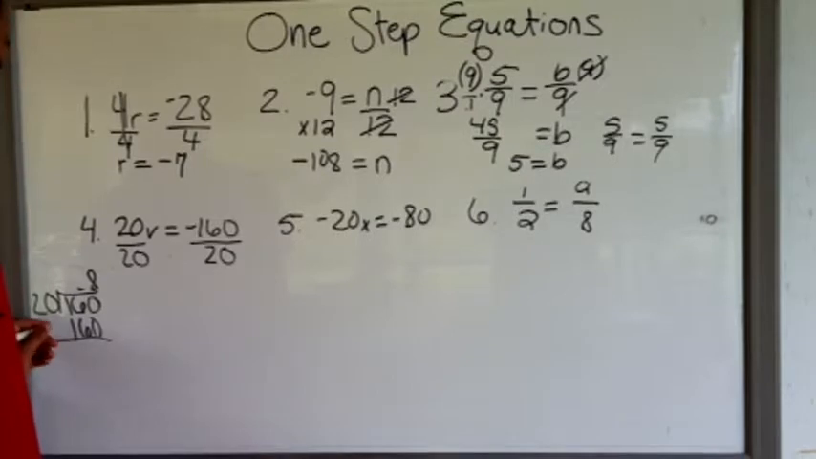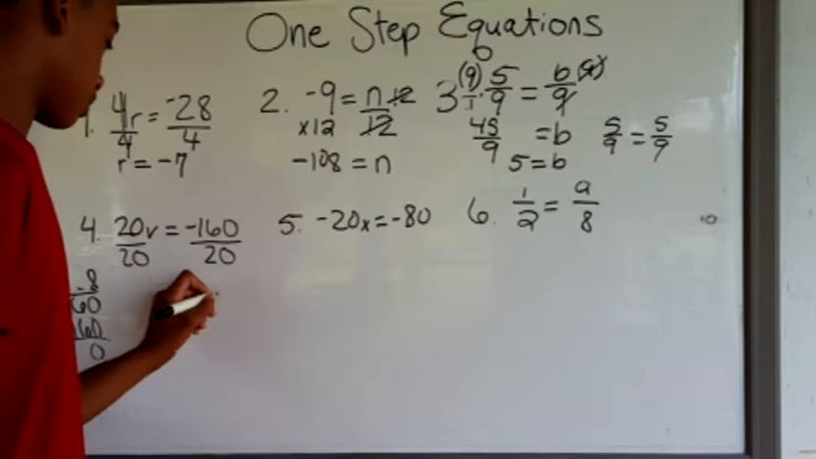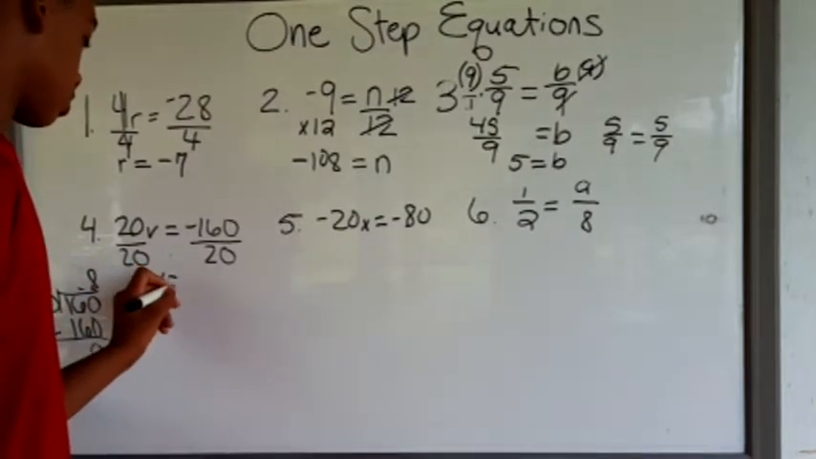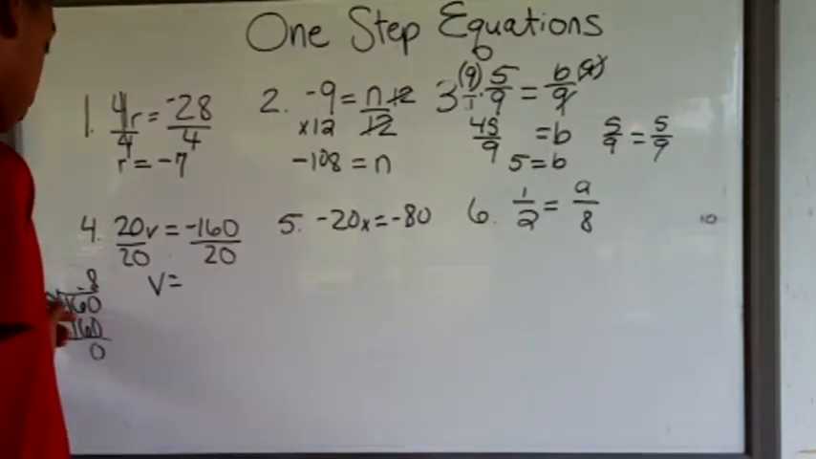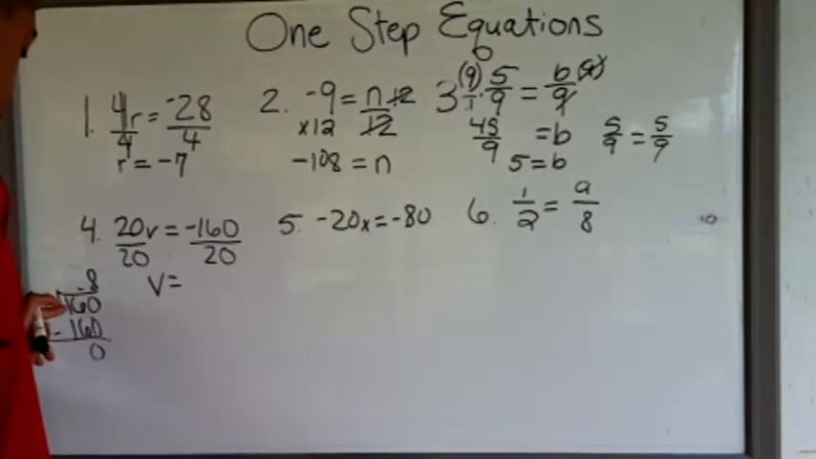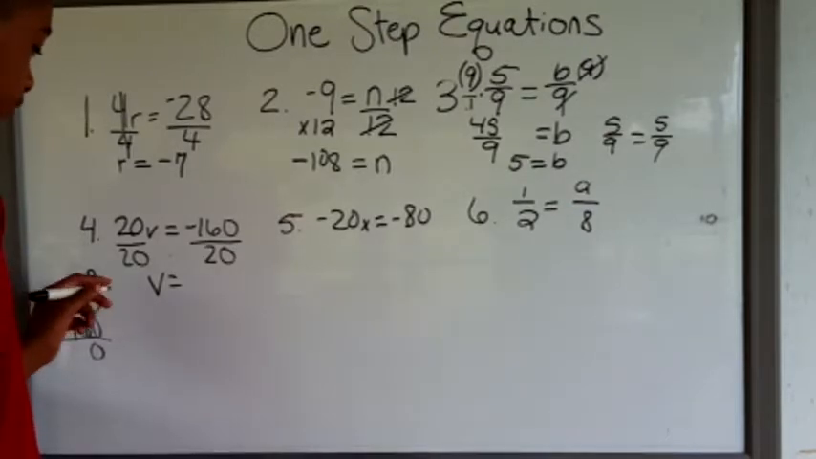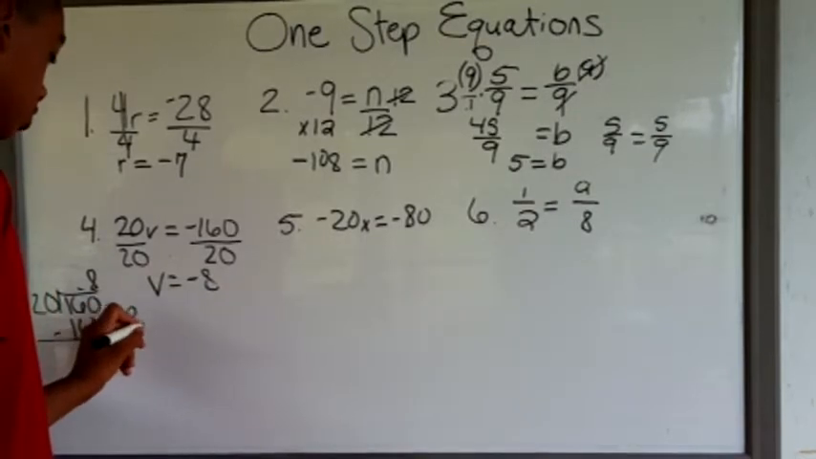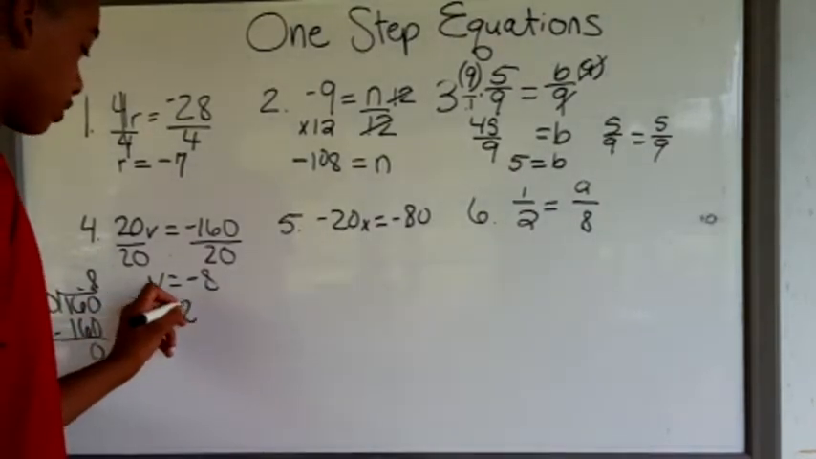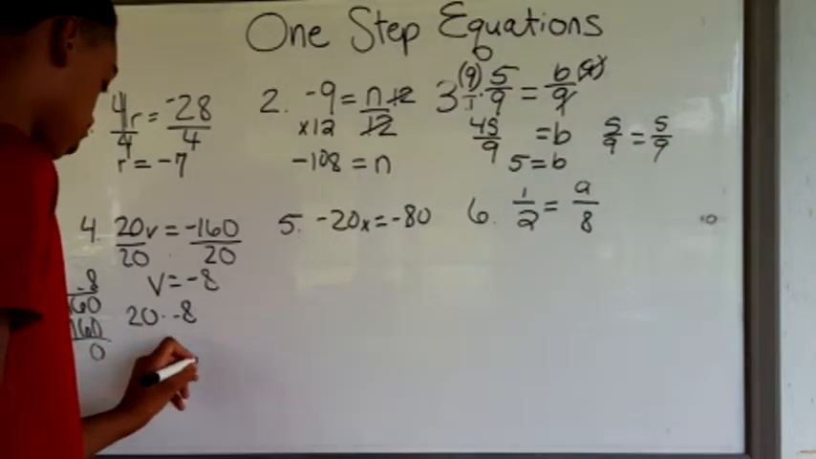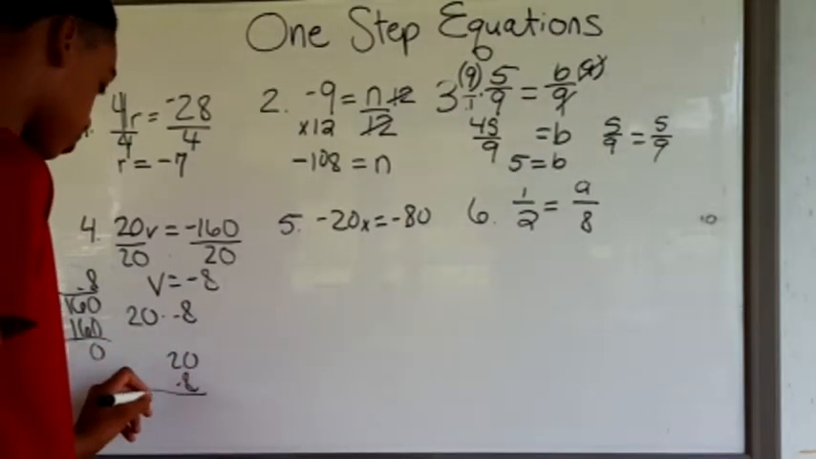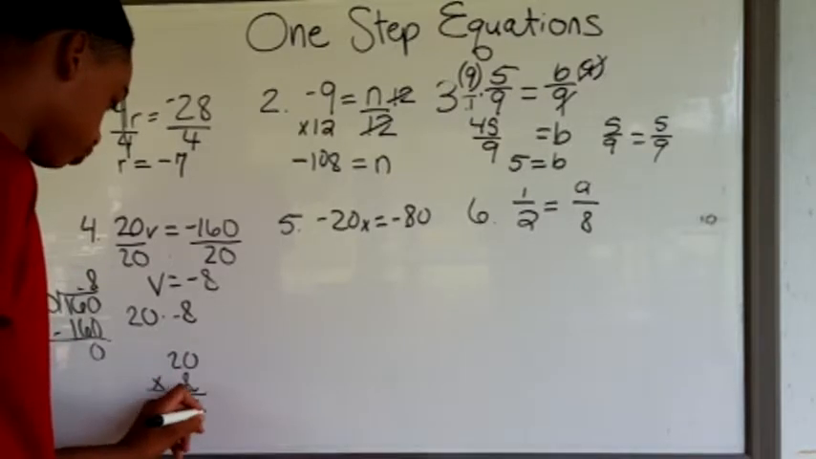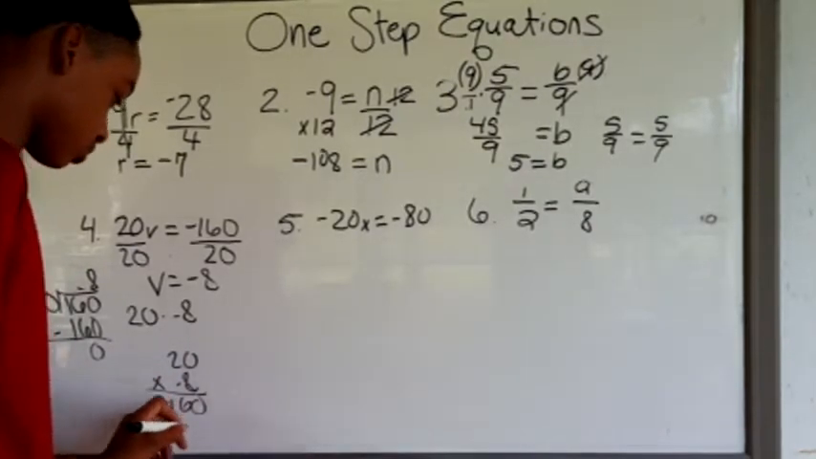So 160 divided by 20 equals 8. So the answer is going to be b equals, oh no, you still have the negative. But you already know that 160 divided by 20 equals 8. So the answer is going to be b equals negative 8. And if you do 20 times negative 8, then you'll get negative 160.